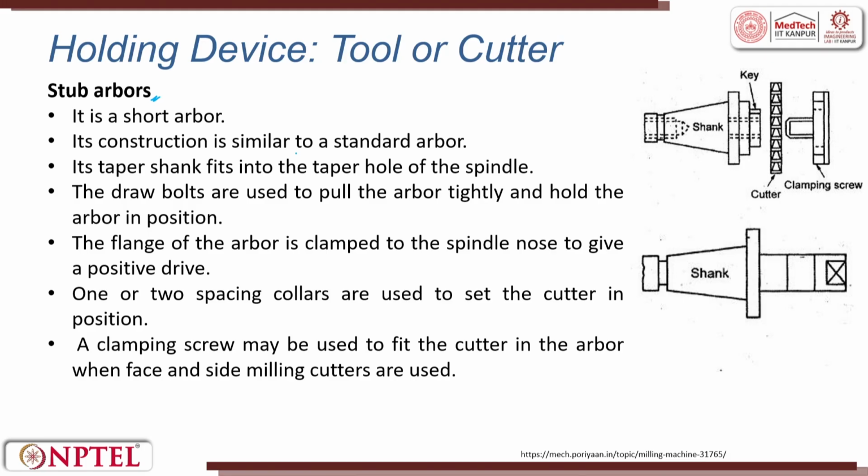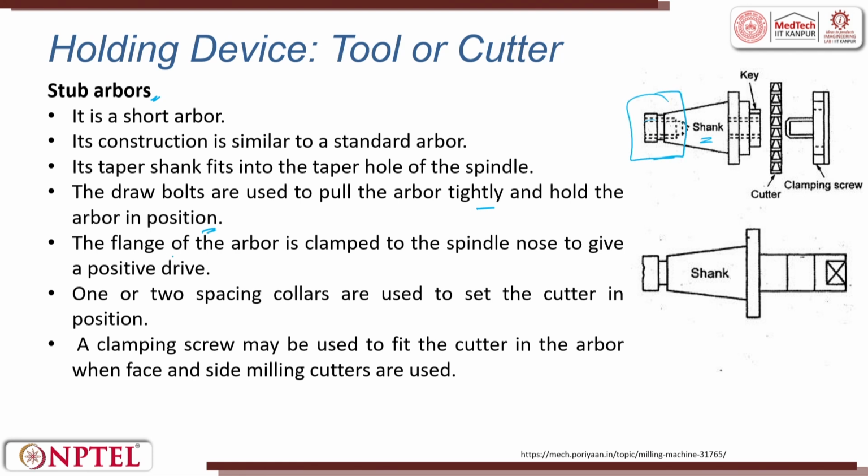Its construction is very similar to that of a standard arbor. So, a shank, there you had a draw bolt. Here you have a small one, very similar to the draw bolt. That is used to hold the shank to the machine tool. The taper shank fits into the taper hole of the spindle. The draw bolt is used to pull the arbor tightly and hold the workpiece. So, this is the draw bolt, this portion.